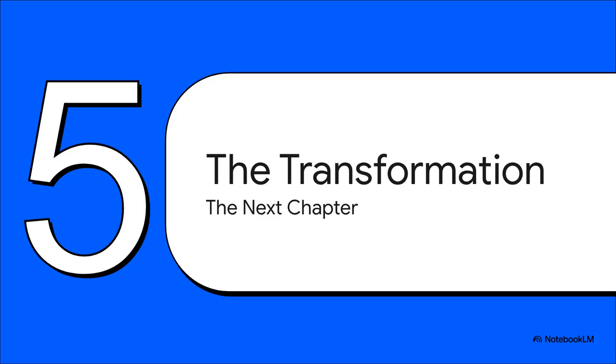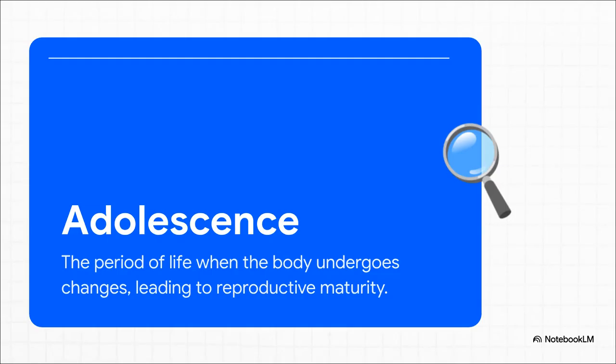Not even close. The next huge chapter is this period of really dramatic change that gets the body ready for adulthood and, eventually, for continuing this very same cycle of life. And we call this chapter adolescence. Yeah, it's that transformative and, let's be honest, sometimes super awkward period where your body goes through a massive upgrade. This whole process is called puberty, and it's what gets you ready for the adult world.